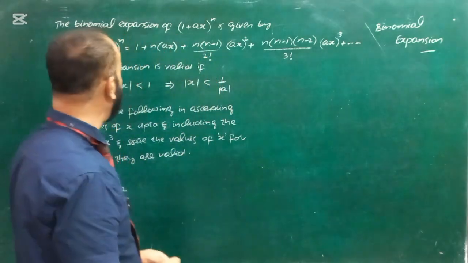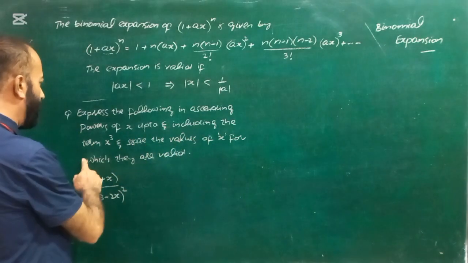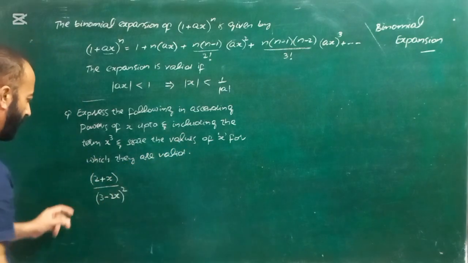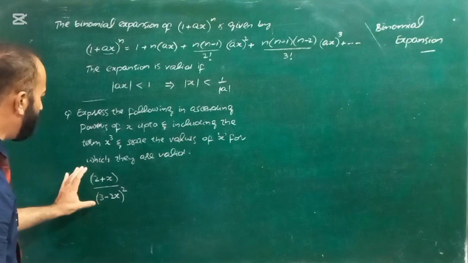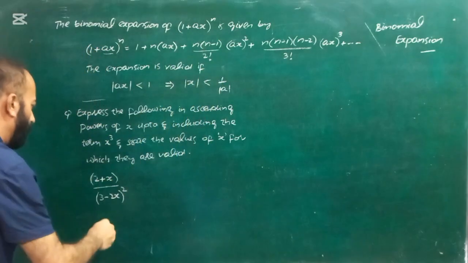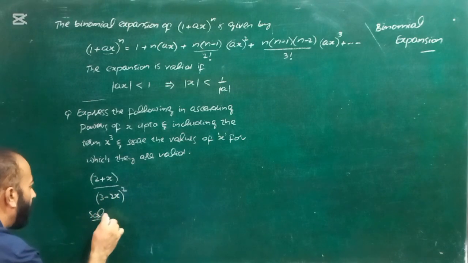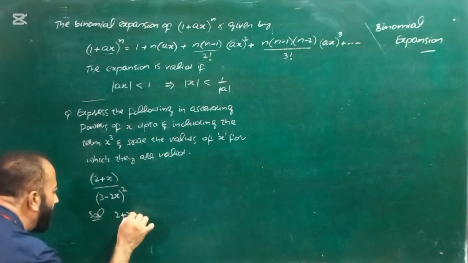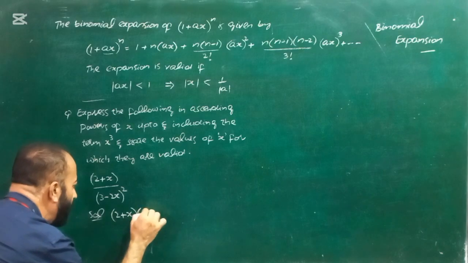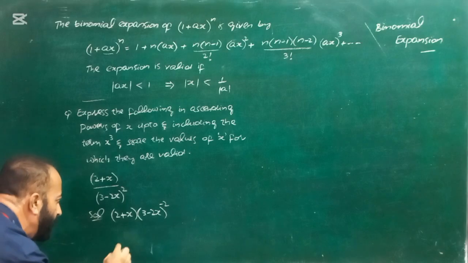Here is another question. The statement is the same: express the following in ascending powers of x up to and including the term x cubed and state the values of x for which they are valid. First we will put it into the shape required by the binomial theorem. The 2 + x will be written as it is, and the factor from the denominator will come to the numerator as (3 - 2x)^(-2), so the power sign will be changed.